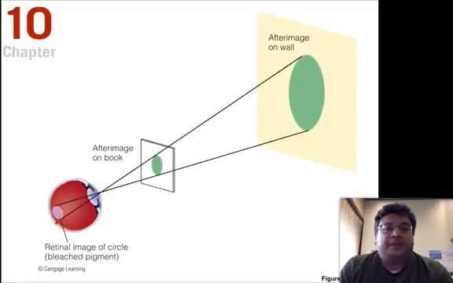And here's a picture of Emmert's law. So let's say I somehow stare at a dot for a really long time and then burn it into my eye.